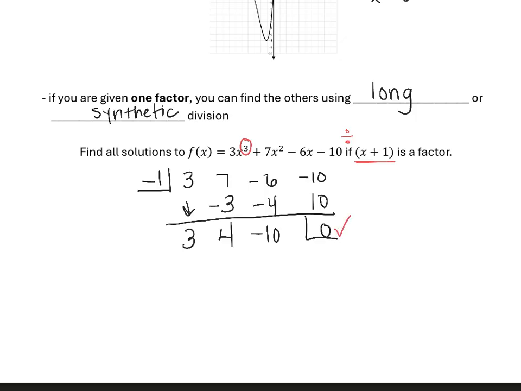So hopefully it works. Now, what is the degree of this answer? 1 less than our original. So if I write it out, the answer is 3x squared plus 4x minus 10. Now I have a quadratic. How do I solve a quadratic?